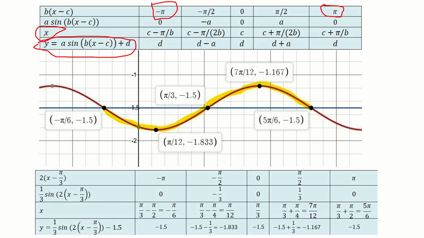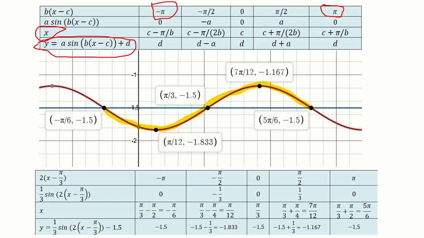Now, in this case, the b times x minus c would be 2 times x minus pi divided by 3, which would give you minus pi divided by 2, 0, pi divided by 2, and pi. Same values as you would have had normally.